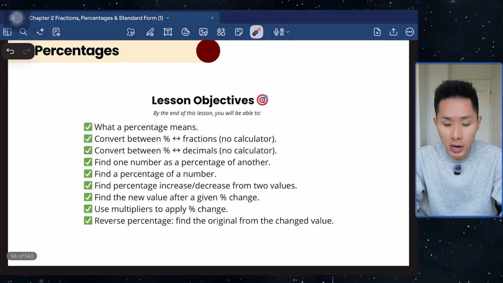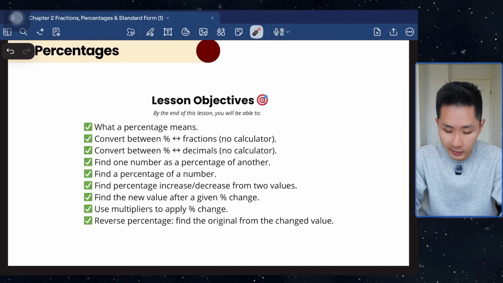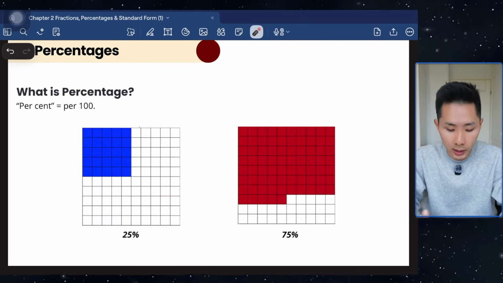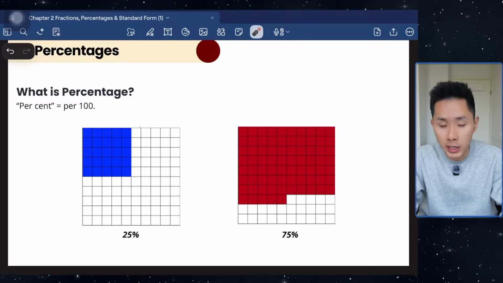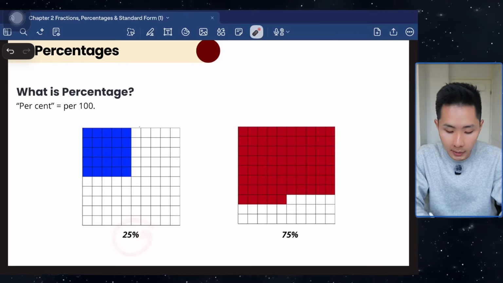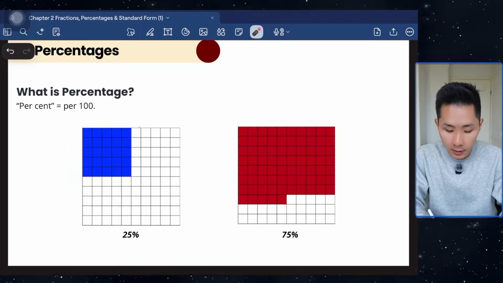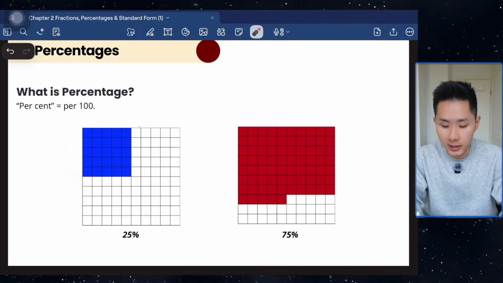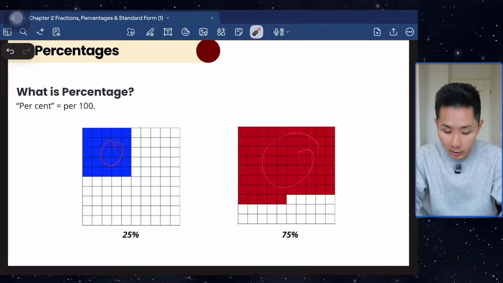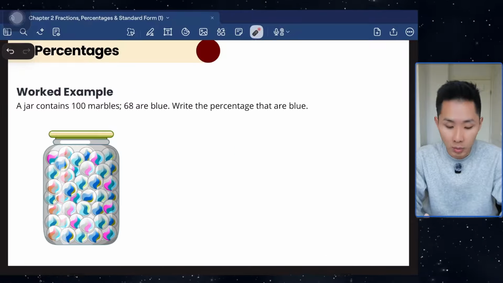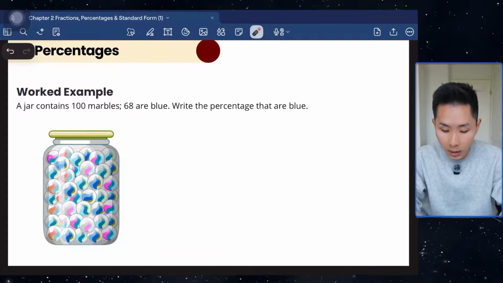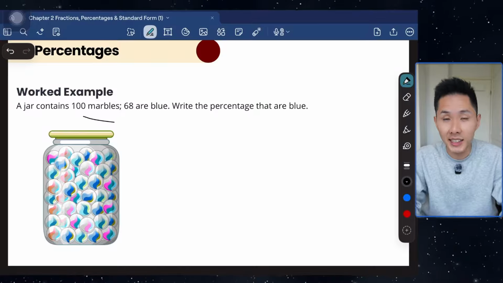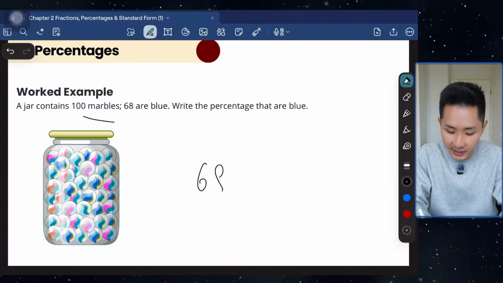So in the next part of the chapter, we're going to look into percentages. So these are the learning objectives. So first of all, what is percentage? The term percent means per 100. So if you have 25%, it means 25 per 100, whereas 75% means 75 per 100. So this is some illustration to help you understand. A jar contains 100 marbles, 68 of them are blue. Write the percentage that are blue. So in this case, they are exactly 100 marbles, so we know that it's 68%.